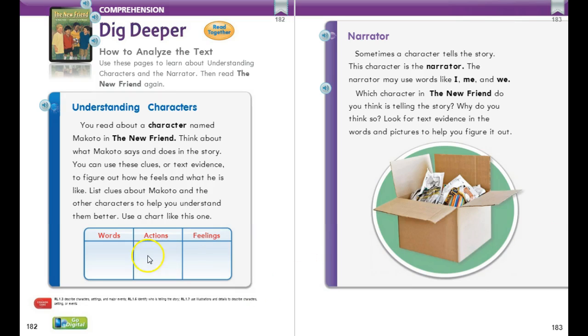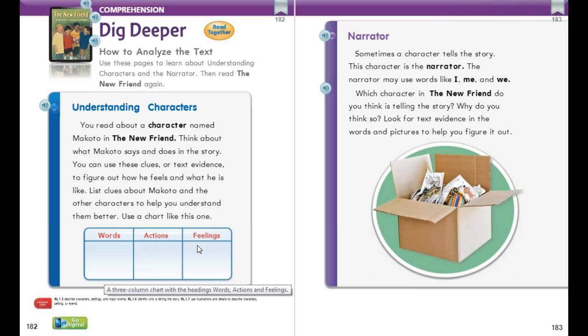Under words, I could write what Makoto says he will do. Makoto says he will let a boy fly his kite. Under actions, I could write what Makoto is doing. Makoto shows the boys his room and his photo album. I can then use those clues to figure out how he's feeling and write it under the feelings category.